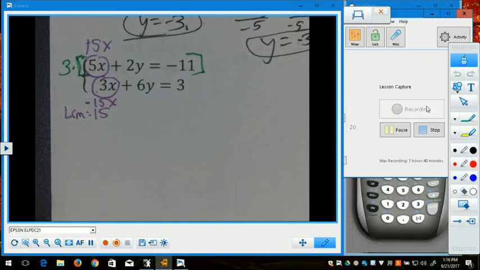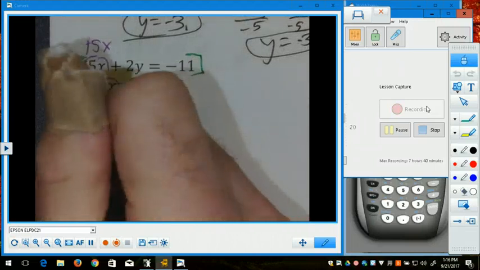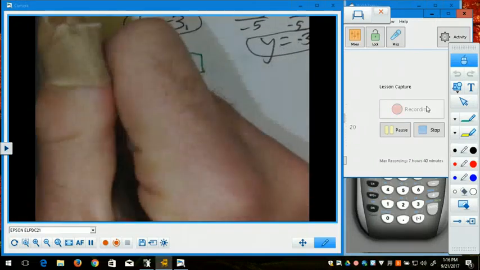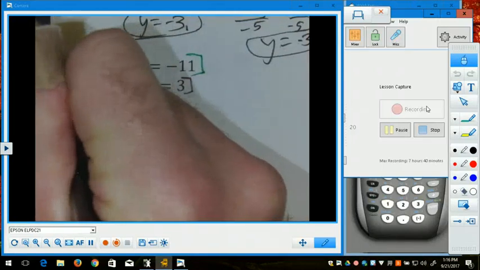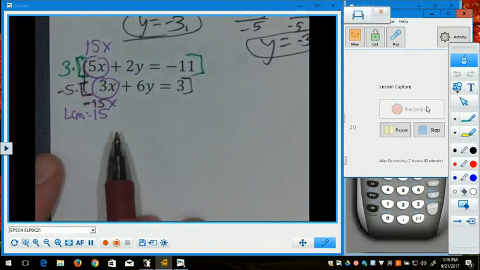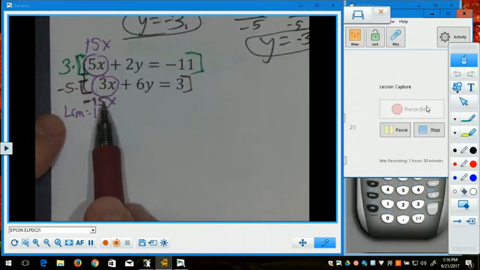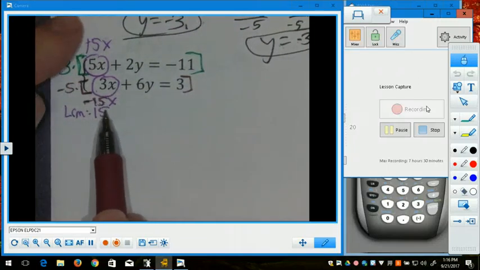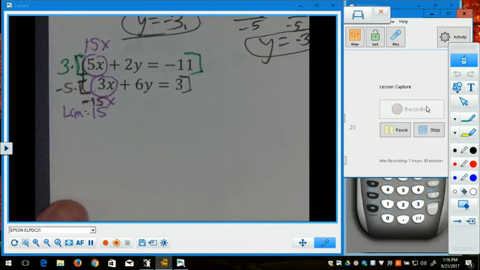And to make the bottom equation become negative 15x, I'd have to multiply the entire bottom equation by negative 5. 3 times 5 is 15. Negative 5 times 3 is negative 15. They're going to become opposites, those coefficients, and that's the goal. That's what we're trying to do in step 2. So now that I know the numbers I need to multiply, I just need to distribute.